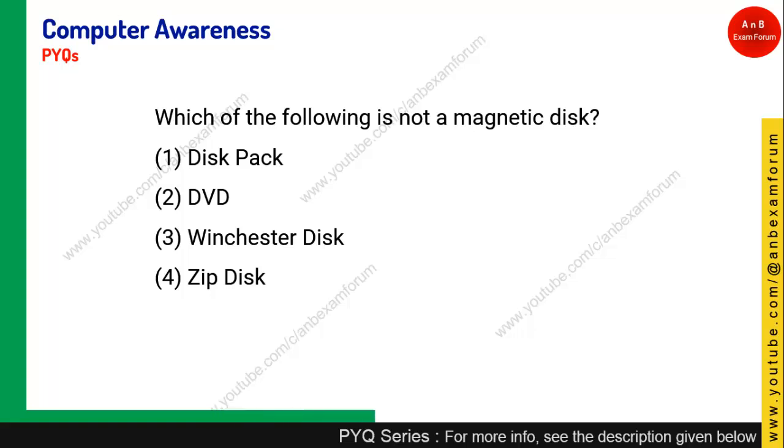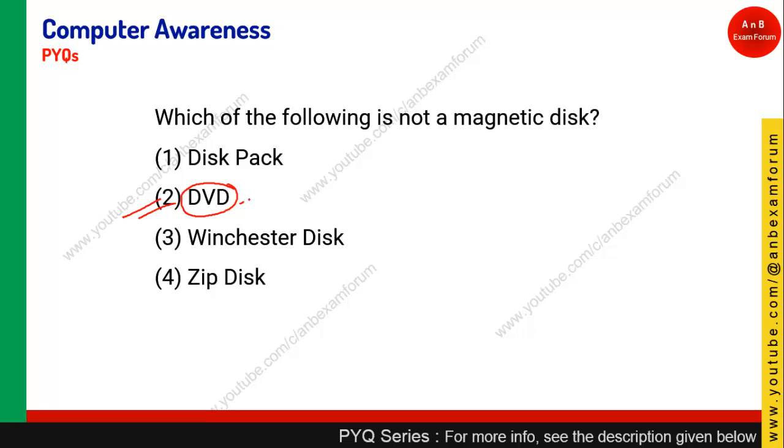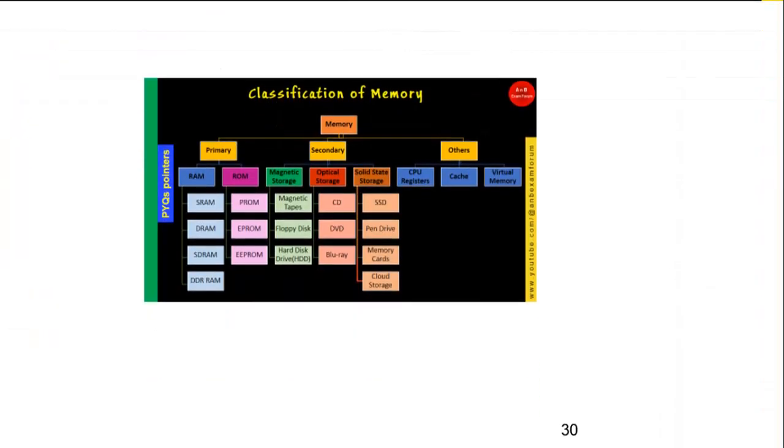Which of the following is not a magnetic disk? Okay, a very simple one. As you know, DVD, that is digital versatile disk, is a type of optical disk. It uses optics, it uses light to store the data. So DVD is an optical disk, not a magnetic disk. So option 2 is the right answer.